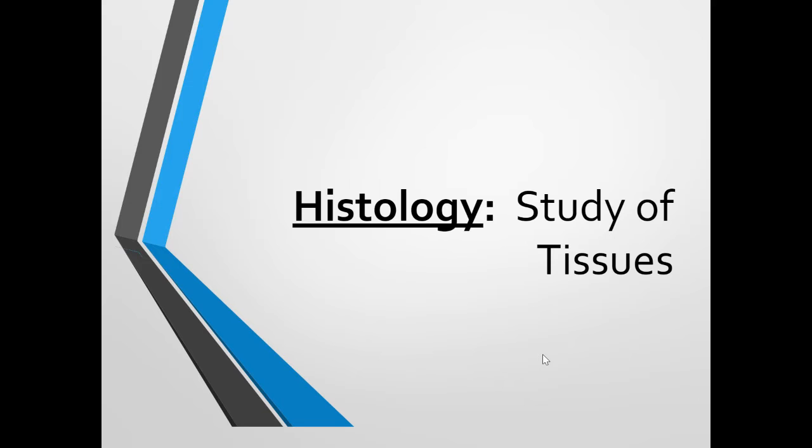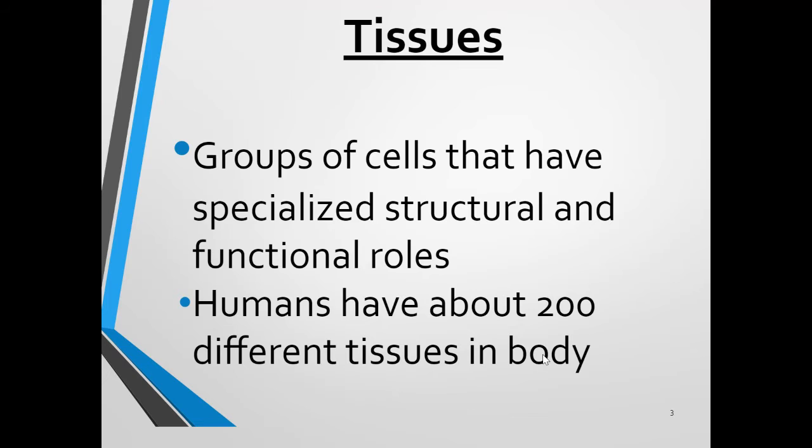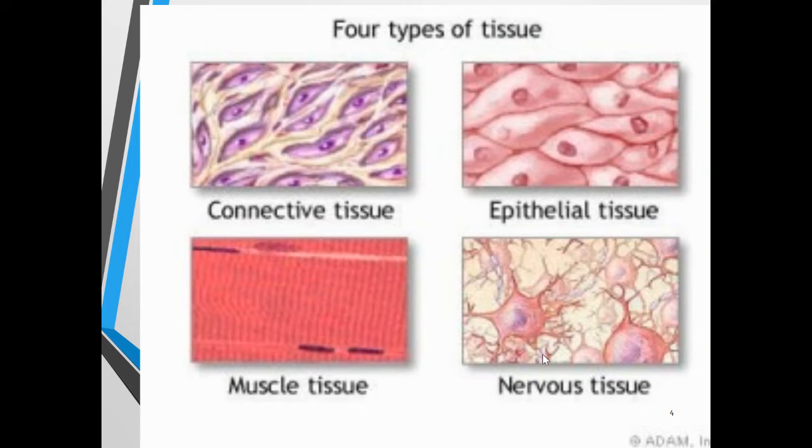So, histology is the study of tissues. And if we were to define what a tissue was, a tissue is a group of cells that have specialized structural and functional roles. So these are groups of cells that work together. And we have about 200 different tissues in our body. And again, there are four main types: epithelial, connective, muscle, and nervous tissue. So you can see here the different types of tissue.